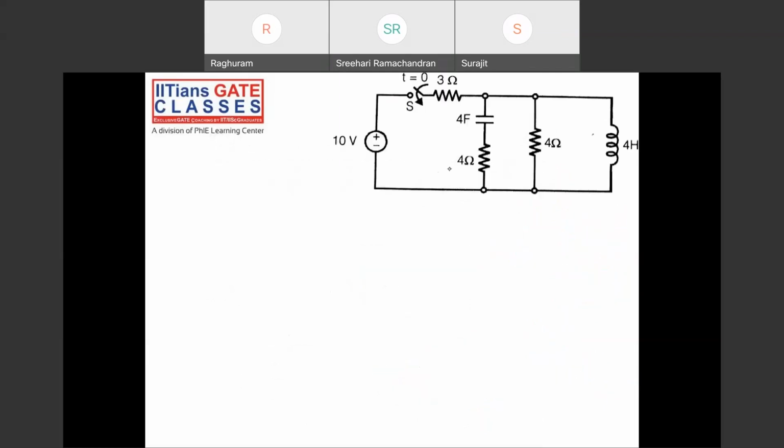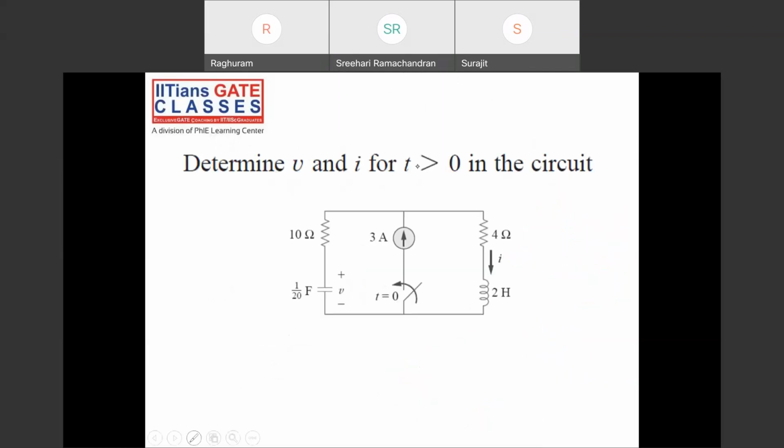Determine V and I for t greater than 0. I don't want you to solve it completely, but I just want to give you the basics for doing this, because solving a second order circuit takes time, but I'll show you how to solve this.